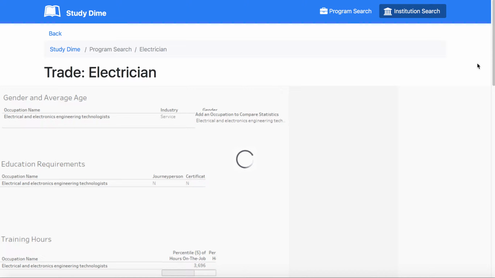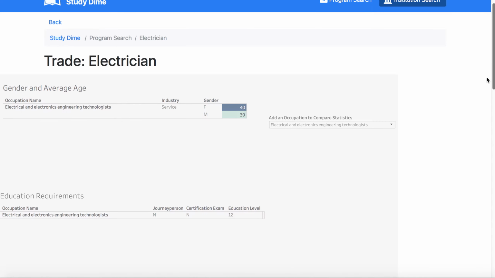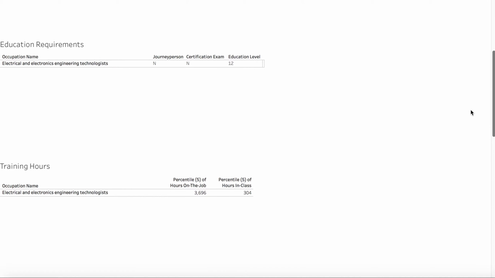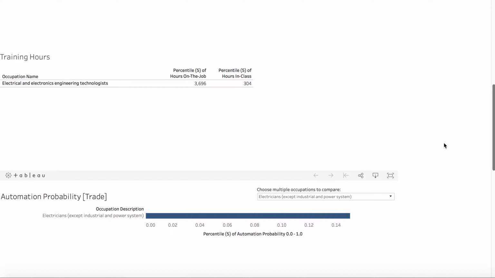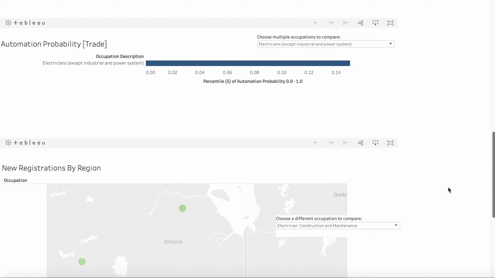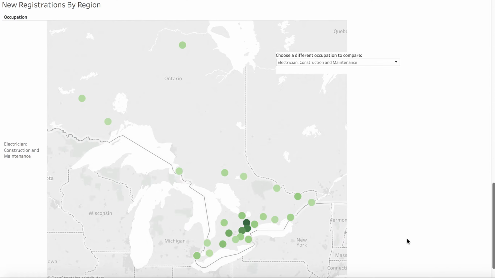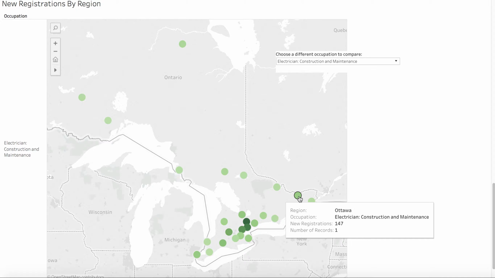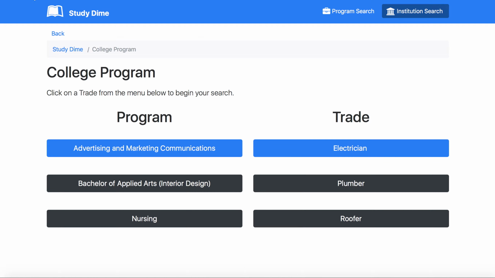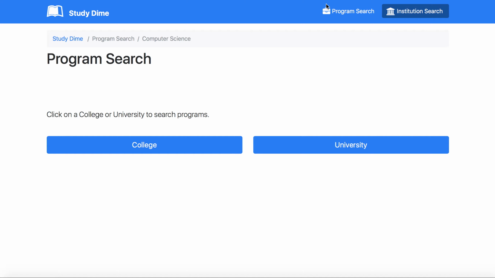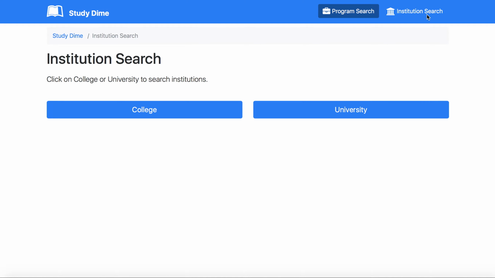It's very similar. You can see the gender and average age, educational requirements, the training hours. This would allow you to take a look and see if there's a degree in the trade, and whether or not you want to go into a male-dominated field or a female-dominated field and how comfortable you feel, the automation probability, as well as this interesting map where you can roll over and see the regions and the number of new registrations that are happening and the number of records. This might let you know whether or not this is a program that you might have to move for a job. So now I'm going to hand it over to Shabs, and he's going to do the institution search.